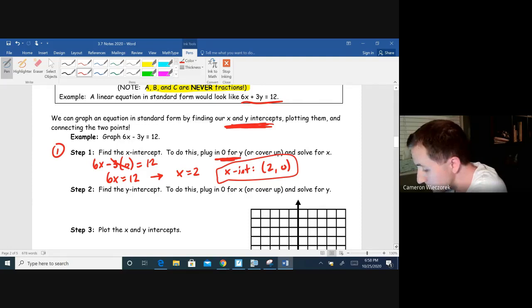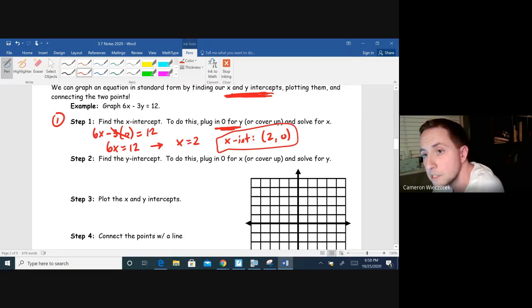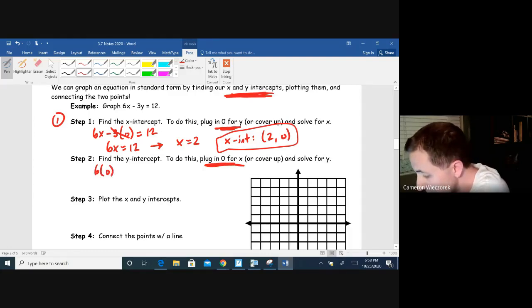For the y-intercept, it's the opposite. If you're on the y-axis, you're only moving up and down. You're not moving left and right. So you would be plugging in 0 for x this time. So you're plugging in for the opposite variable. You could also, again, just cover up the part of the equation that uses x with your hand if you want. Put 0 in for x, or cover it up.